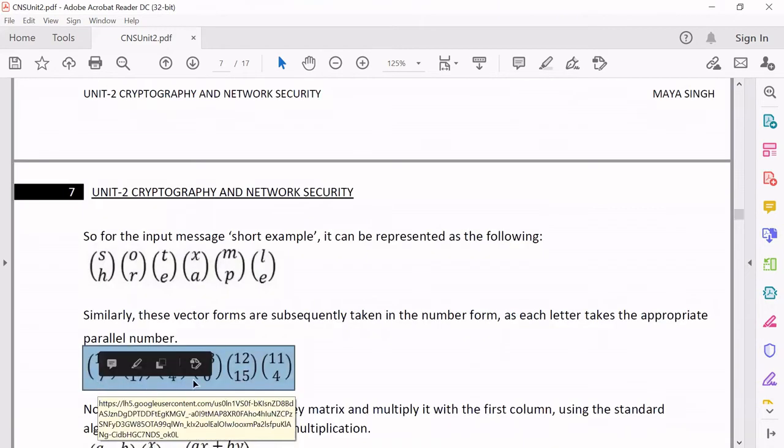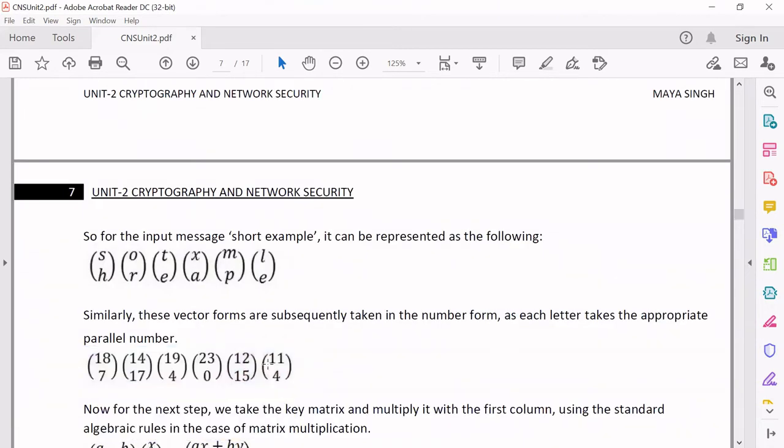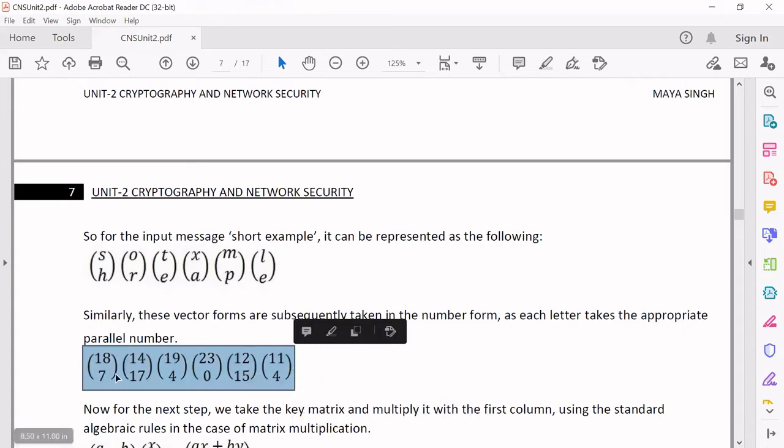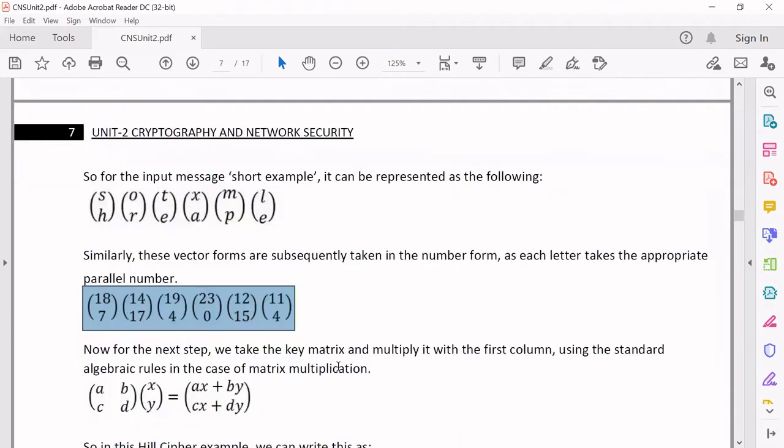So we have seen the corresponding values as well here: 18, 7, 14, 17, 19, 4, 23, 0, 12, 15, 11, 4. These are the values that take place. Now for the next step, what should be the next step? We have to take the key value and multiply it with every pair of the plain text. Okay, so that is what we have separated here. We have to multiply it.